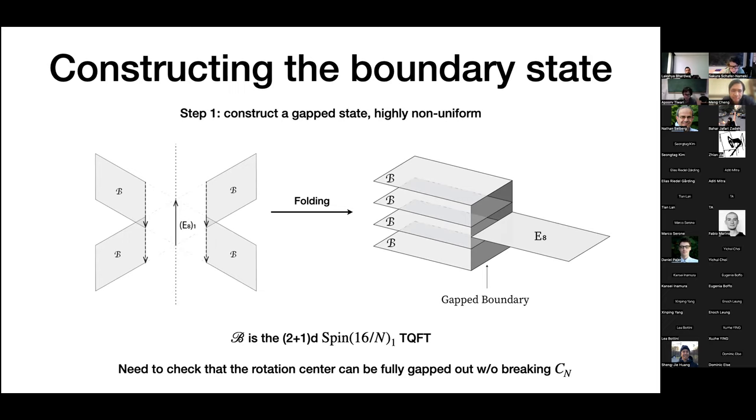We bring in these copies of TQFT and make them meet at the center. To help visualize what's going on, we can fold all of them to just multiple layers of this B theory, and the rotation center becomes a topological boundary of these four copies of B to an E8 state, an invertible state. What we need to do is to make sure that this rotation center, which was gapless before bringing in all of these four N copies of B, can be gapped out without breaking the CN symmetry. So it turns into a question of checking whether we can have a symmetry preserving gapped boundary, or topological boundary, of these N copies of the B theory. We know how to do that, and we check that it can be done.